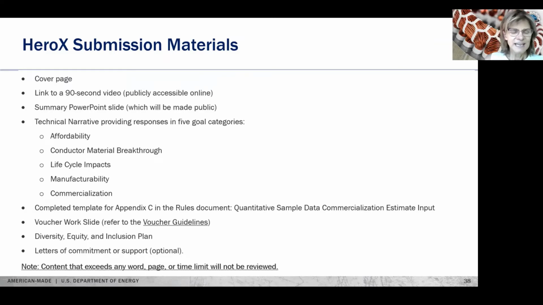Okay, in case that list went by too quickly, here it is in a slide. The 120 criteria points are based on the totality of your package, including the new template in Appendix C and the 4 questions in the diversity plan. Note that there is a word and graphics limit on the technical narrative and a time limit on the video. So any content that exceeds these limits will not be reviewed. Next slide, please.